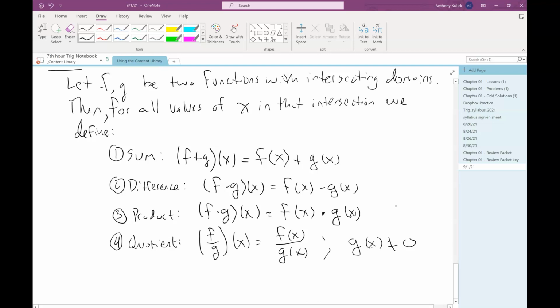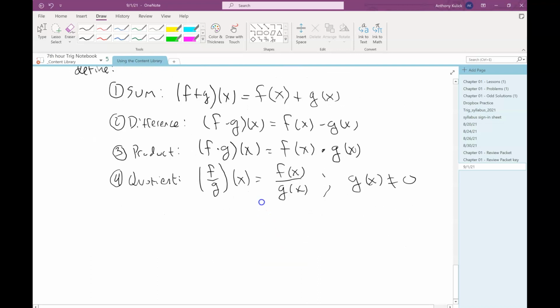So this is basically what we would hope, or how we'd hope this sort of thing works. If I want to add two functions, I can just add the two functions piecewise together. There's nothing fancy that we have to do. So let's run through a couple of quick examples.